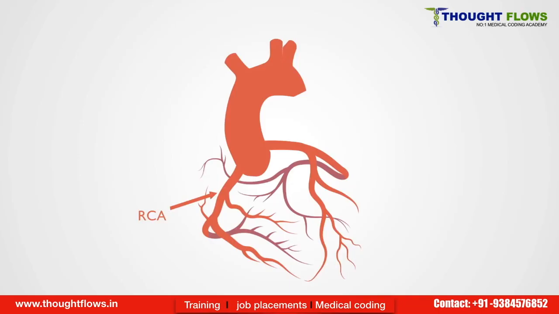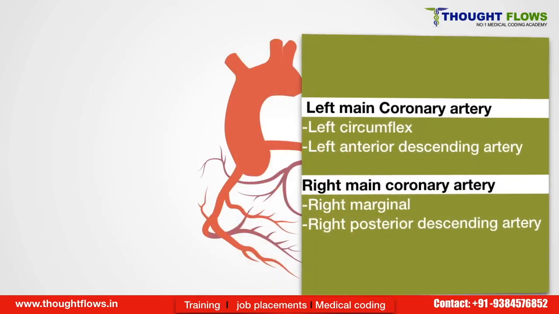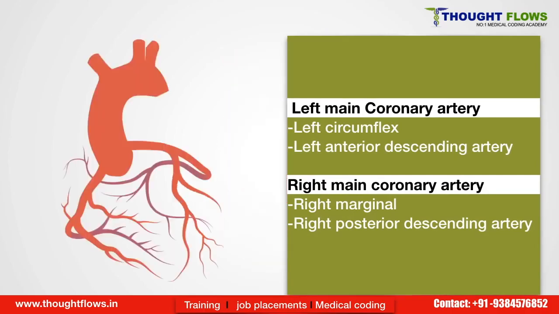Let's see a glance of coronary arteries. The aorta gives up two main arteries called the left main coronary artery and right main coronary artery. The left main coronary artery divides into the left circumflex and left anterior descending artery, which supply the left side of the heart. Coming to the right main coronary artery, it divides into the right marginal and right posterior descending artery, which supply the right side of the heart.